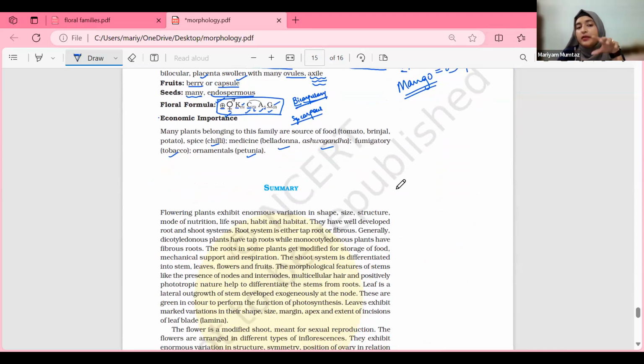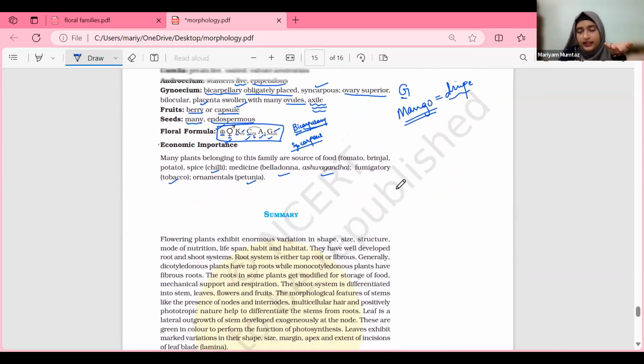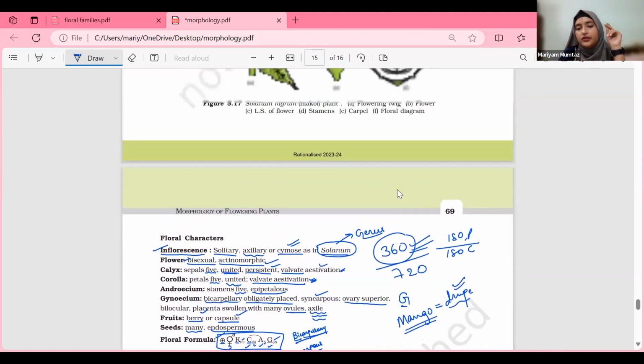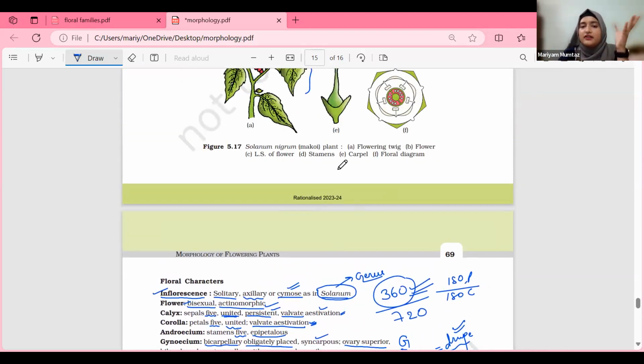Remember the economic importance of all the families. That is also very important. Everything is important, but the economic importance is also asked many a time. Understood? And then in the next class, we'll start with another family before starting on with animal kingdom. Now let me share my screen to start the 3rd phylum.